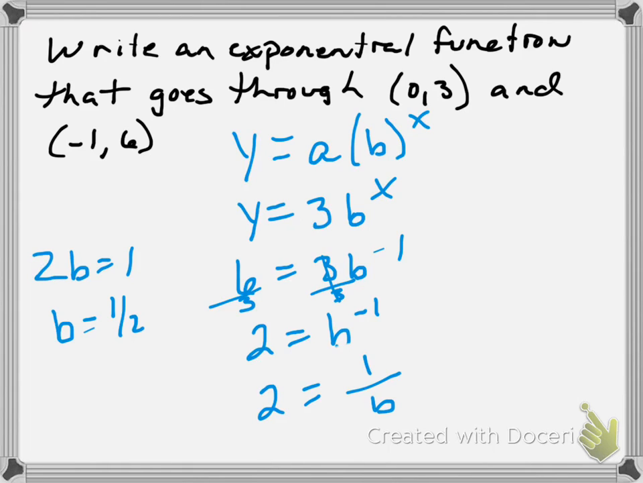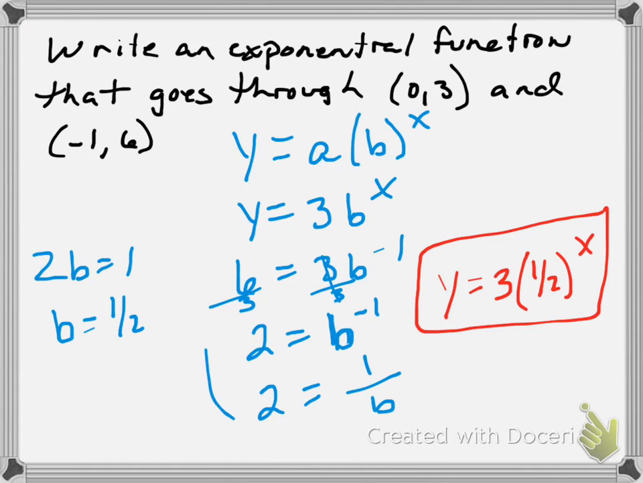Another thing you can do is the old Mr. Bill trick. When you have this, we have a variable on the bottom. You can just switch these two and get b equals 1/2. Switching your extremes. It just works. All right. So you have b, you have a. So you get y equals 3 times 1/2 to the x.